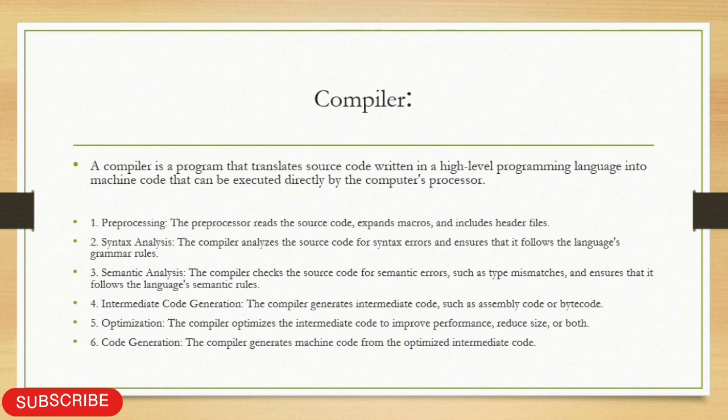Let me first brief you. Compiler converts the high level language to machine code before execution of the program. First of all, we write a program that is called first.c. Suppose we're writing a program in C language.